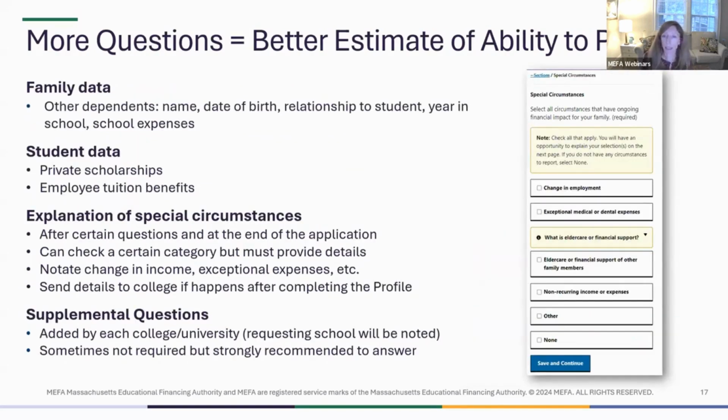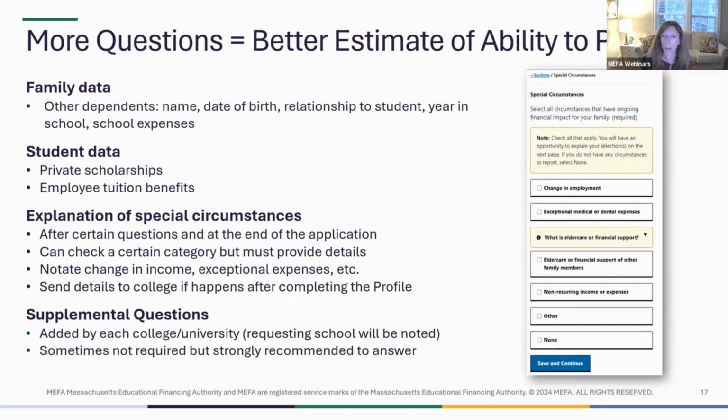For family data, like the FAFSA, you're going to have to list basically your family size, but they're also going to ask for the name of everyone, the date of birth, the relationship of the student, if they're in college, what year they're in, and how much their college costs. If you have two older children who are already in college, you'll need to report that. For students, if your student has already won any private scholarships, a lot of students haven't, so that answer might be 0. But let's say you have a high school senior who's already won a scholarship. Profile will ask about that. And then if you have any employee tuition and benefits that are going to help you pay for college.